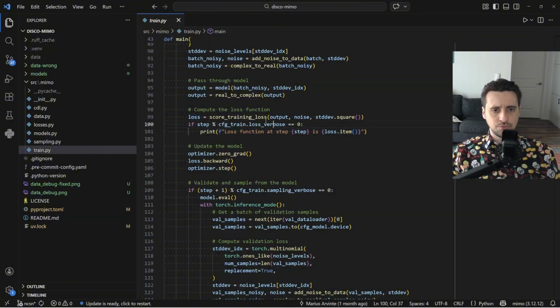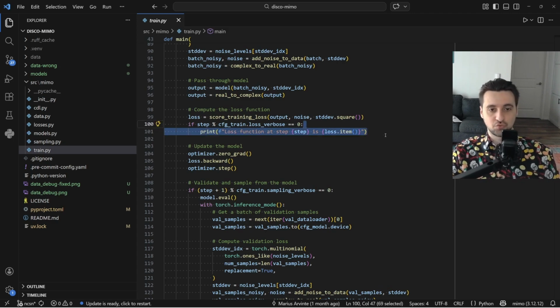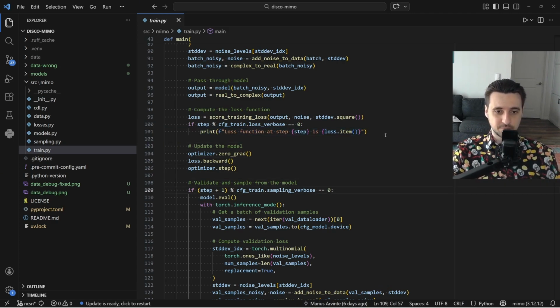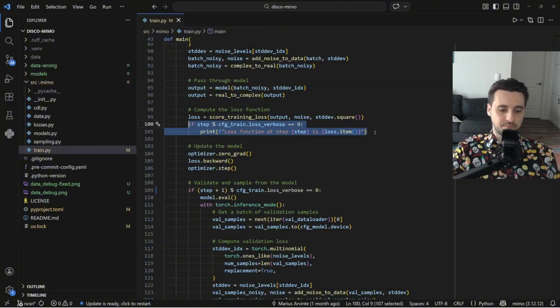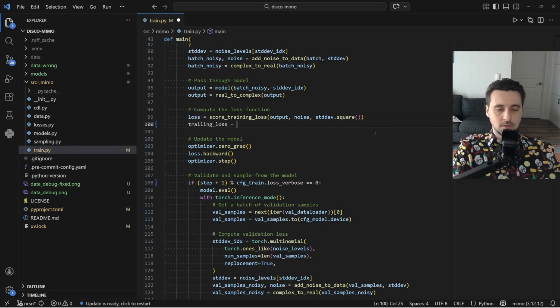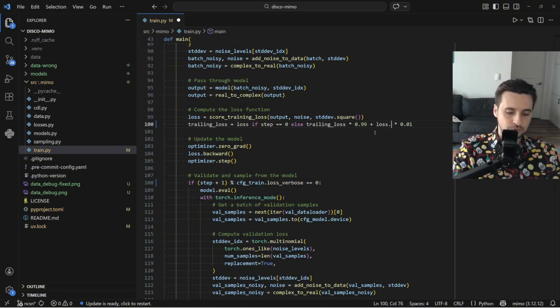First thing I'd like to do is, why don't we track the loss exponentially then? So trailing loss will be loss if step is 0, else trailing loss times 0.99 plus loss times 0.01. Okay, so we just want loss.item().